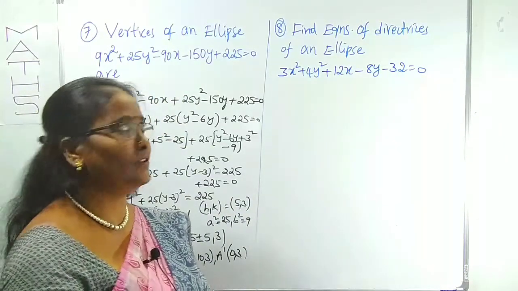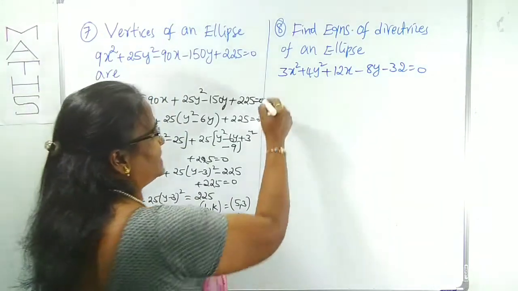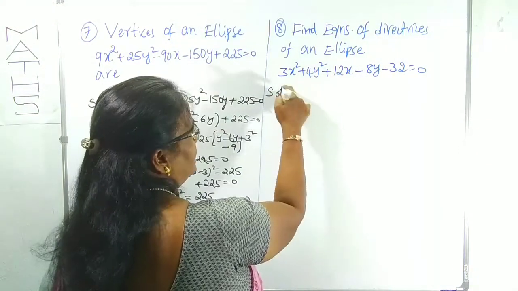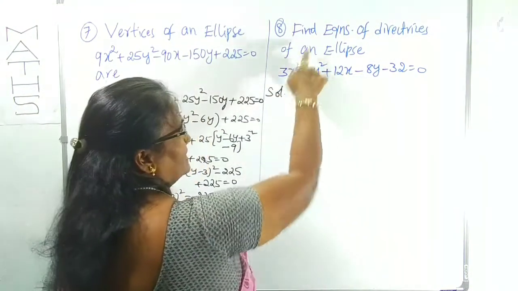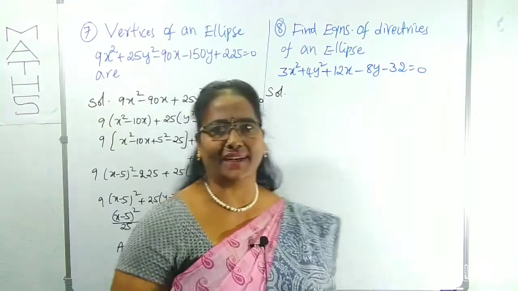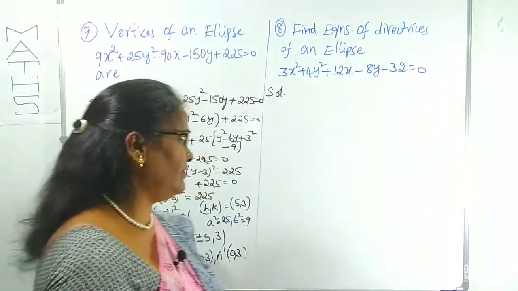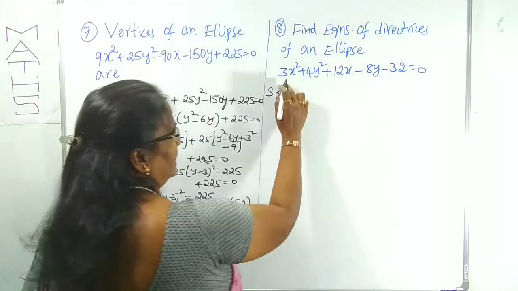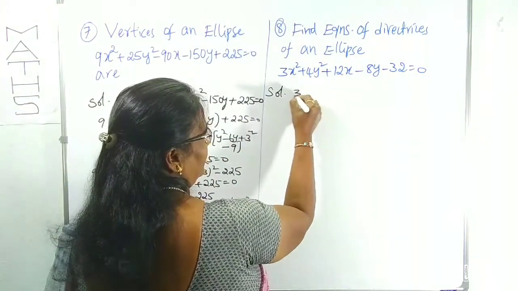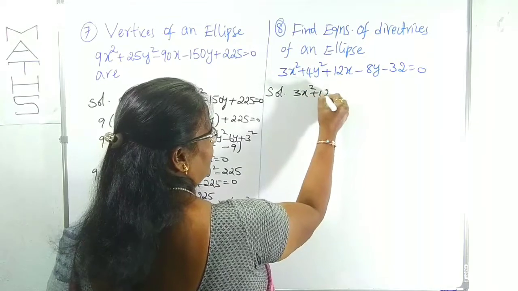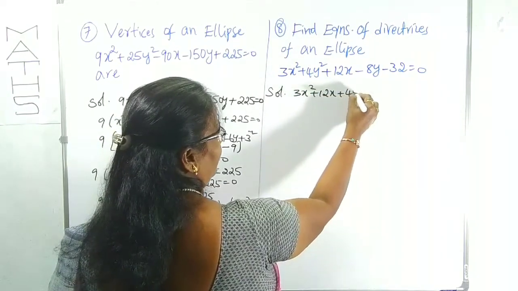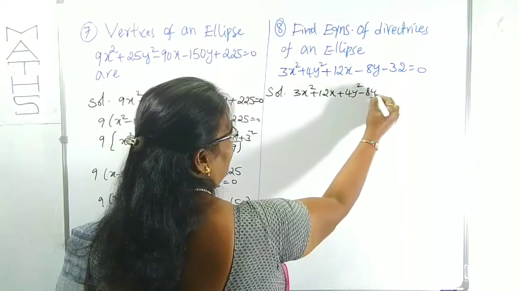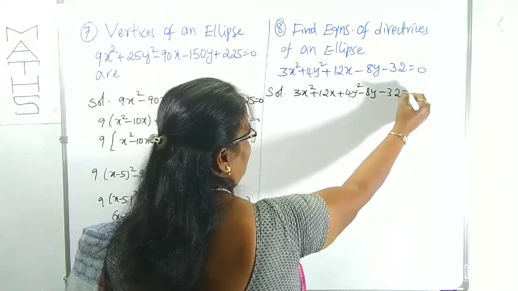Now we can look at question number 8. What is given here? Here also an ellipse equation is given, and it asks to find the equations of directrices. In the same way, we can convert it here too. We can write these two side by side: 3x square plus 12x, the x terms, then the y terms, 4y square minus 8y minus 32 is equal to 0.